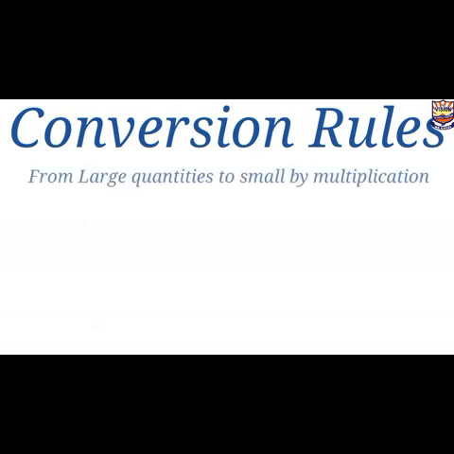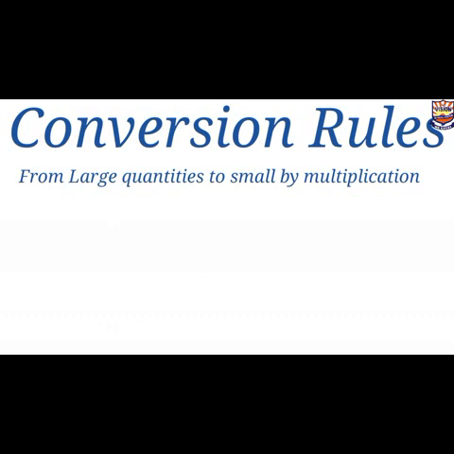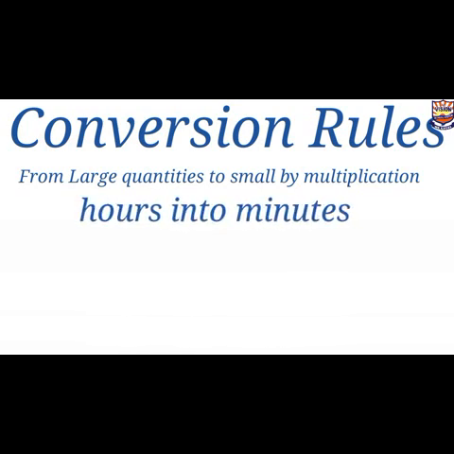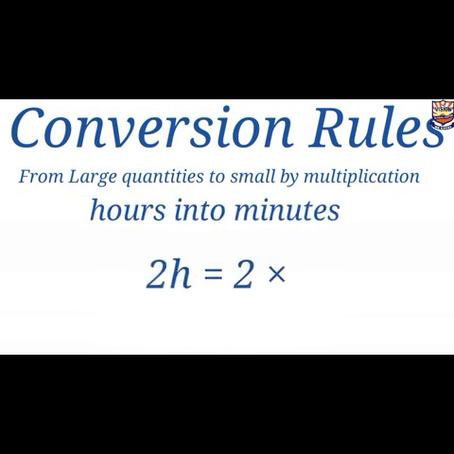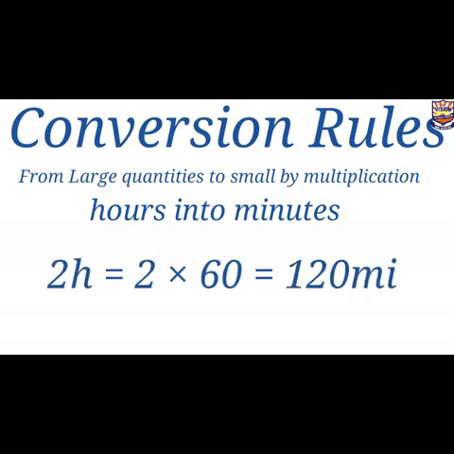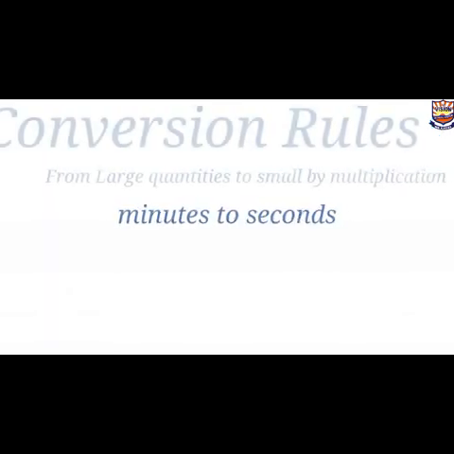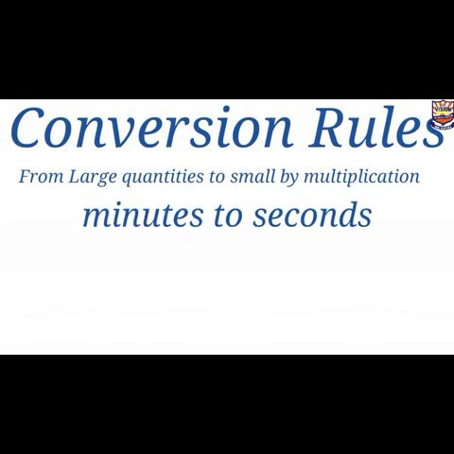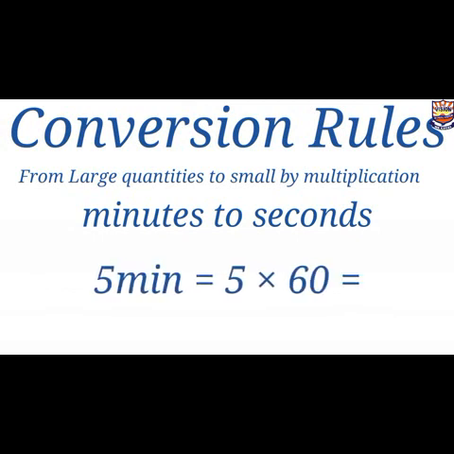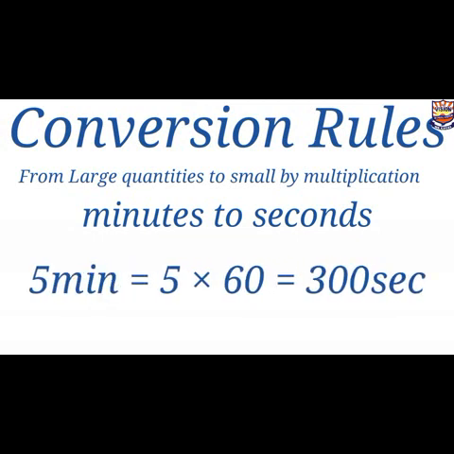Let's work on converting large quantities into small quantities by multiplication. Conversion of hours into minutes. If you have to convert 2 hours into minutes, then multiply 2 with 60, then it will be 120 minutes. Conversion of minutes to seconds. To convert 5 minutes into seconds, multiply 5 with 60, then you will get 300 seconds.